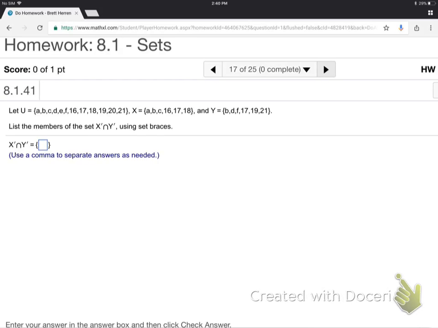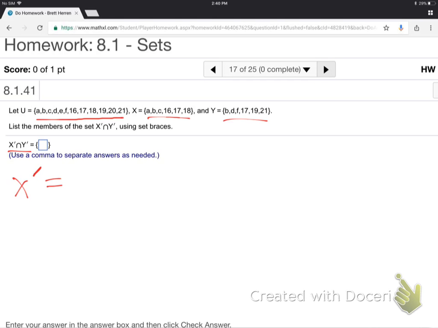Okay. So they're giving me the universe, which is A, B, C, D, E, F, 16, 17, 18, 19, 20, 21. Here's X. Here's Y. They want me to find X complement intersect or overlap with Y complement. A little more work now. Let's do it piece by piece.